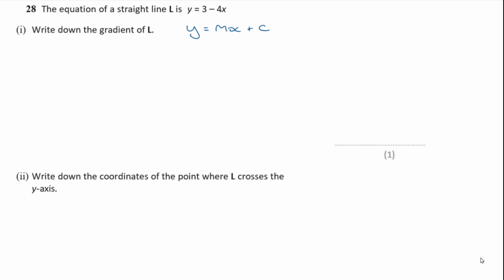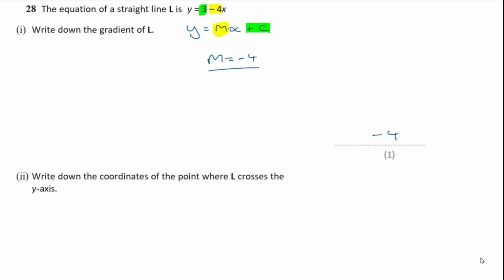Now just take care, because they've written these things the other way around, haven't they? The gradient m is the coefficient of x, the number in front of x, and they've written that as the second term here because it's negative. So the gradient there is minus 4, and the y-intercept is the bit at the front here. That's the c value. So they've written it the other way around because the m value is negative. So what is the gradient then? The gradient is going to be negative 4.